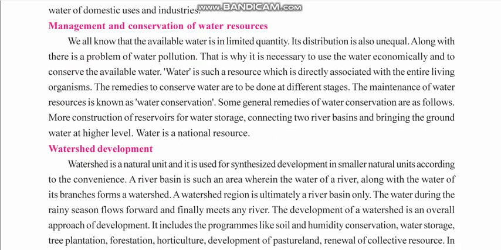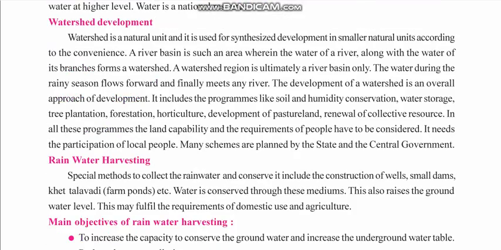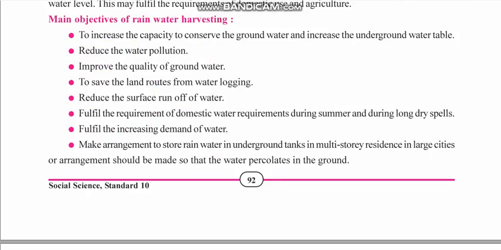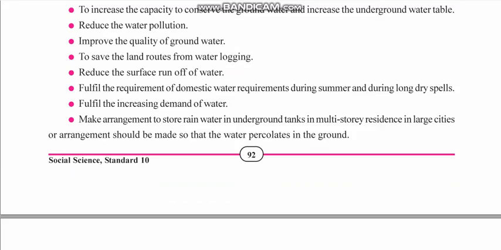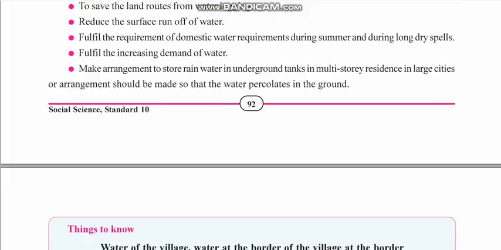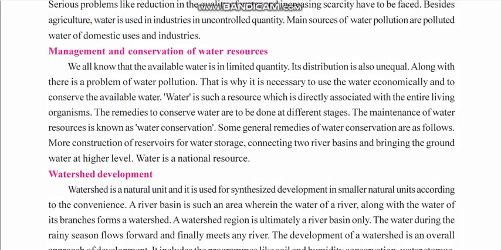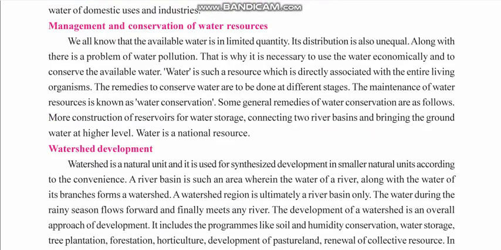Today we will see how to manage the water, how to conserve the water. We will also see watershed development, rainwater harvesting, and the main objectives of rainwater harvesting. So let us start.